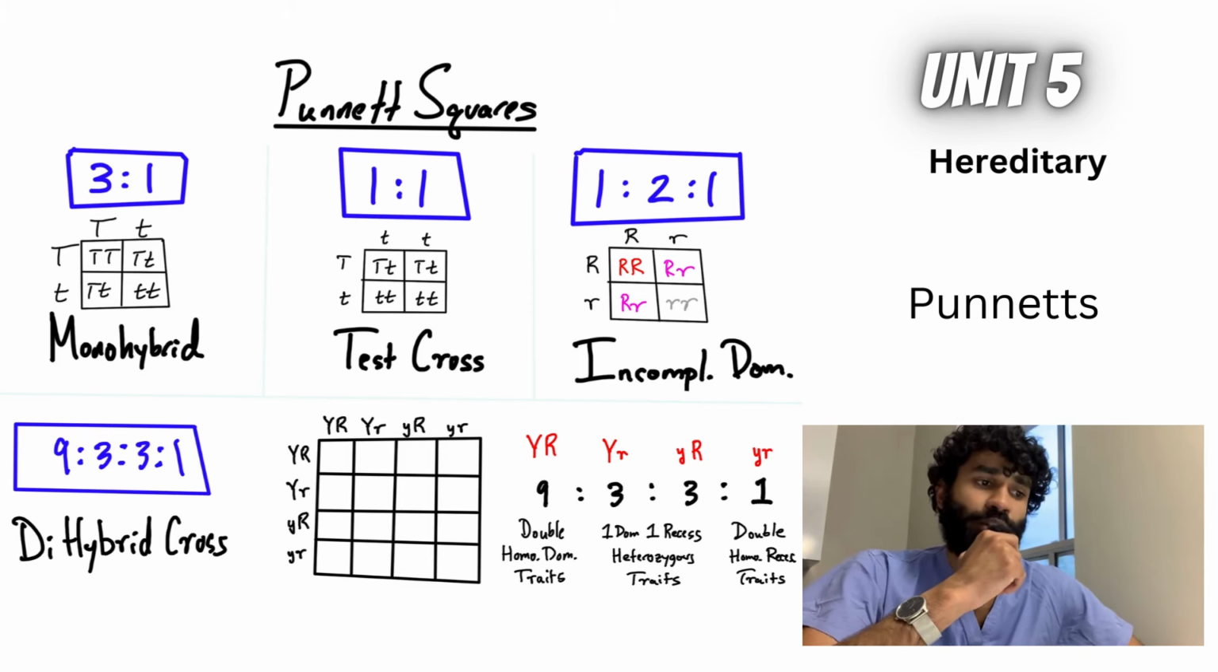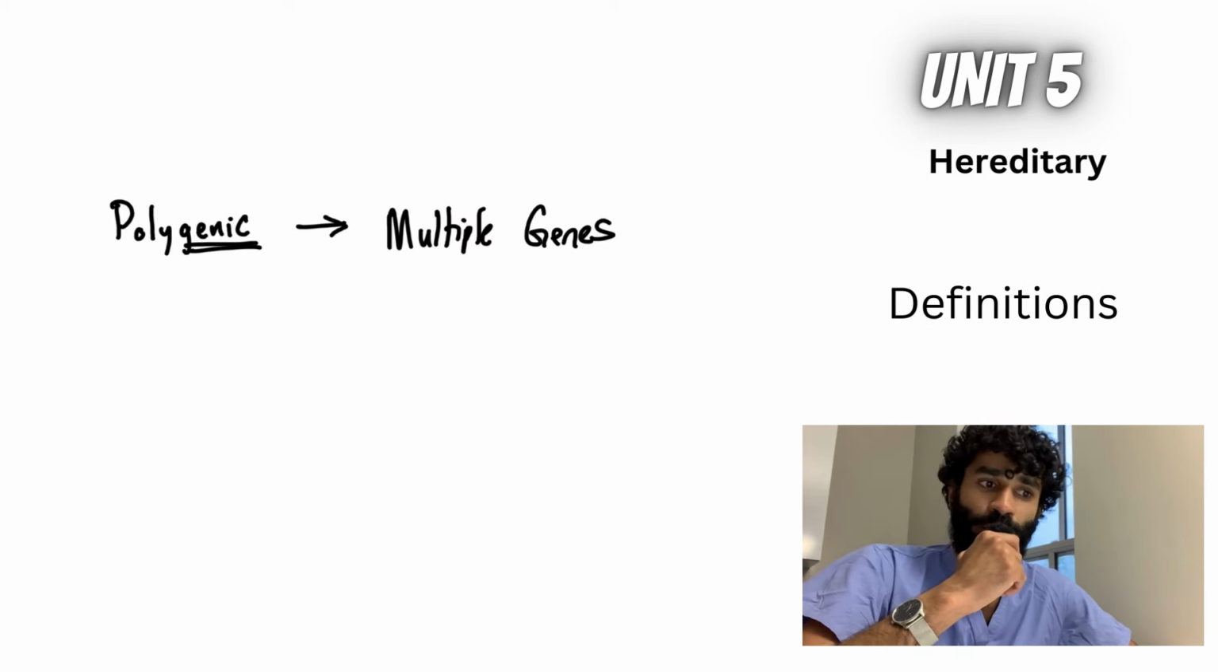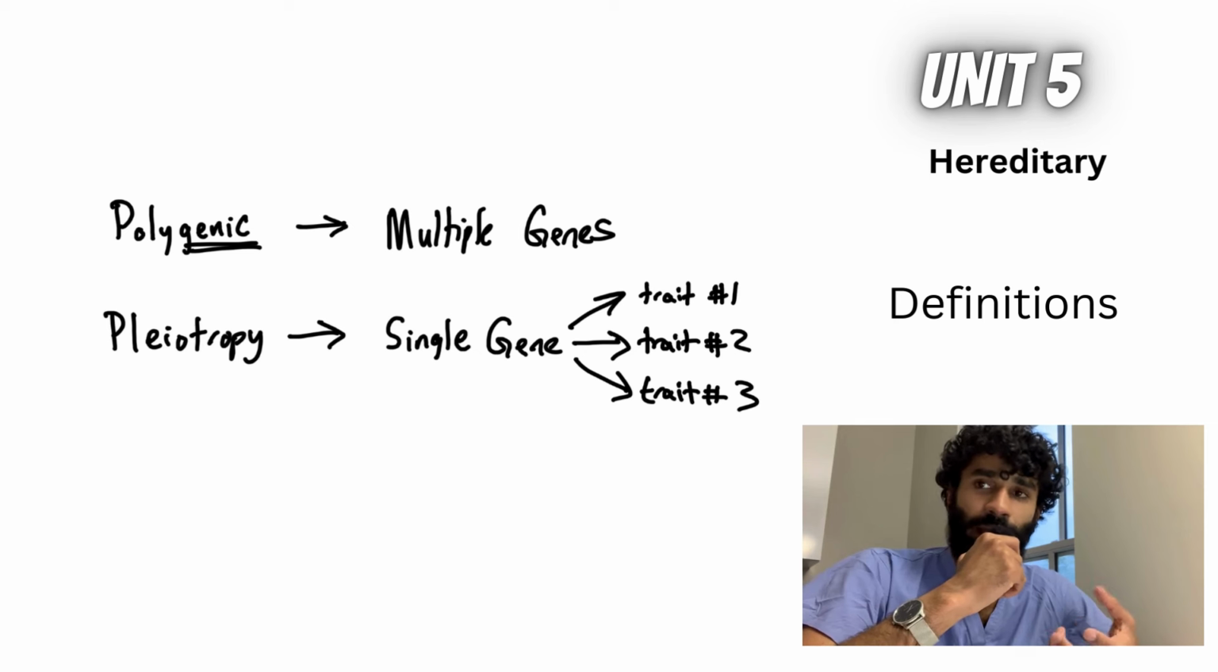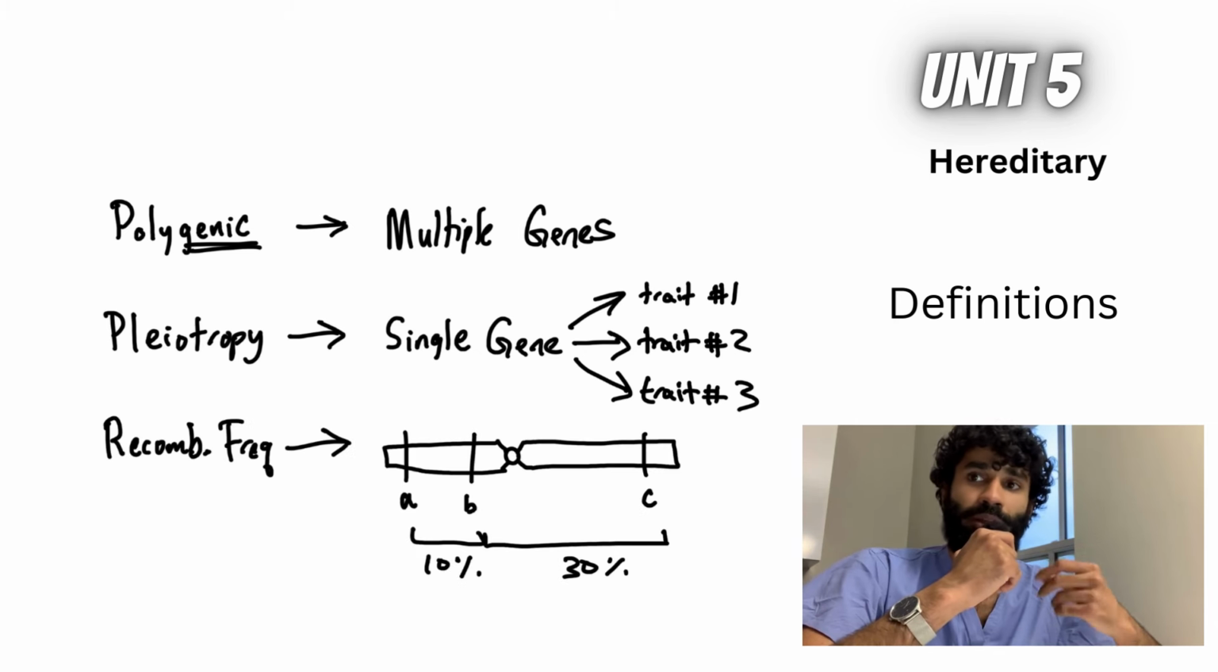The next are some definitions. Polygenic inheritance is multiple genes contributing to a single phenotype, such as skin color, while pleiotropy is a single gene having multiple phenotypic effects. Finally, recombination frequency is high for two genes that are far apart on the same chromosome because the probability of a crossover event occurring between them is higher.